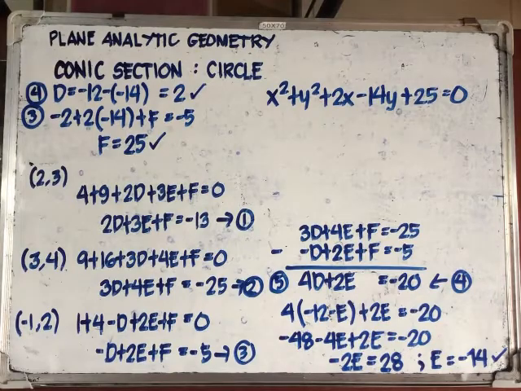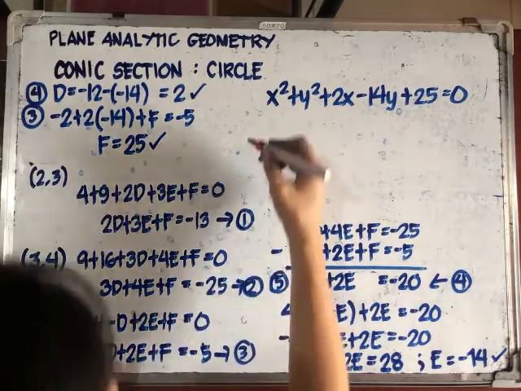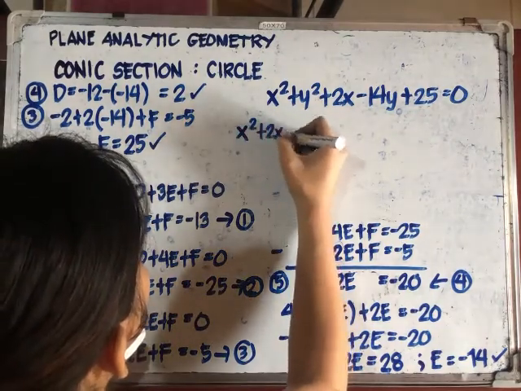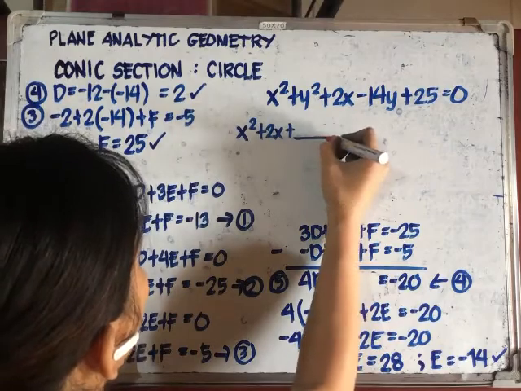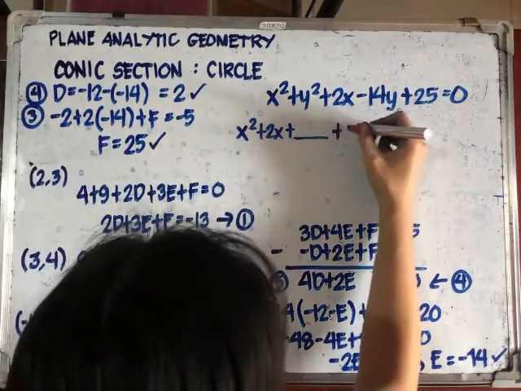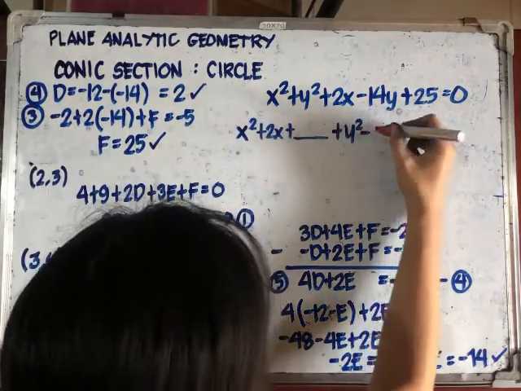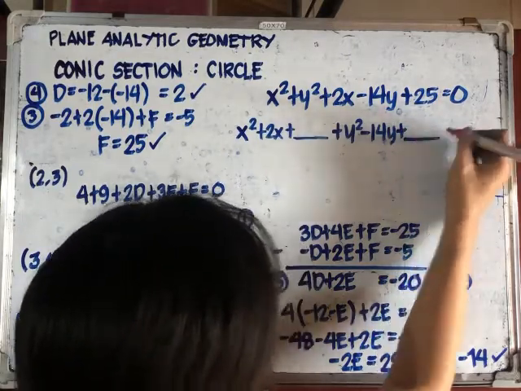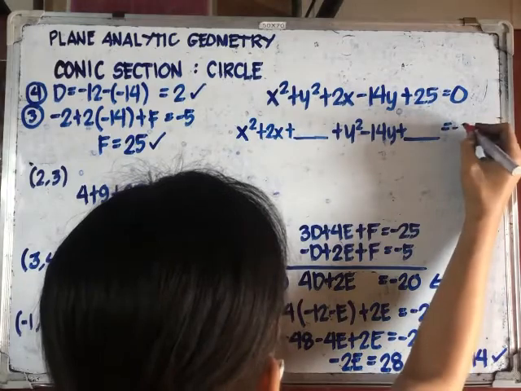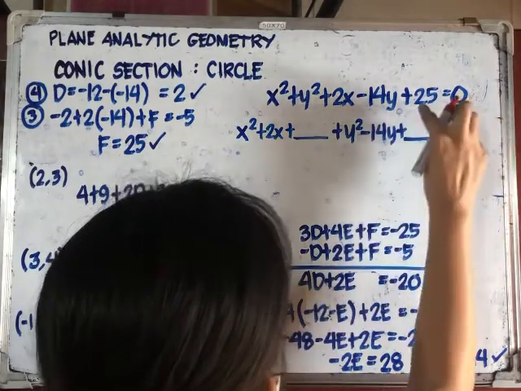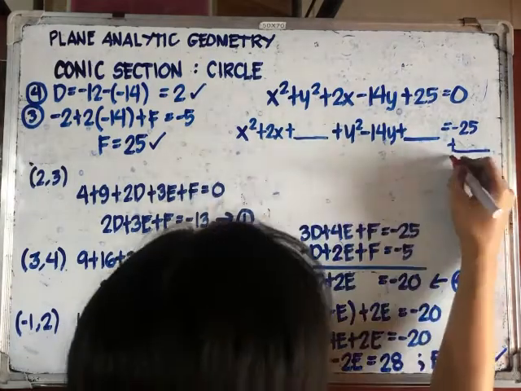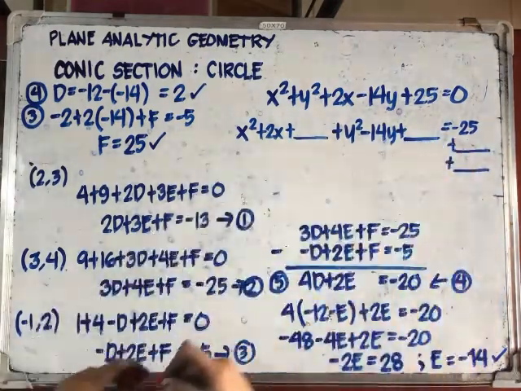From general form to standard form, you will use the principle of completing the square. So, paano mo siya gawin? You have x squared plus 2x plus a certain value here, plus y squared minus 14y plus a certain value here is equal to negative 25. O, nilipat ko siya on the other side. Plus, kung ano yung dinagdag mong una, plus ano pa yung dinagdag mong ikalawa dyan.